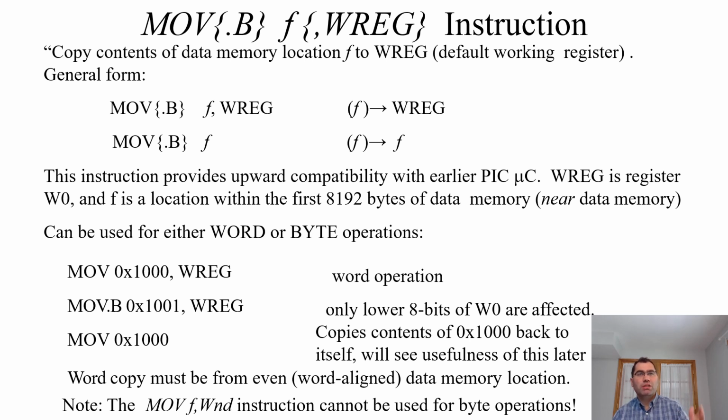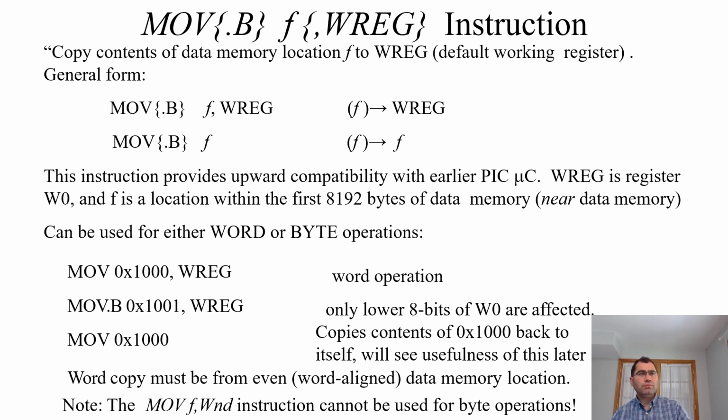Again, this instruction provides upward compatibility with earlier PIC microcontrollers, because it can do byte operations. WREG again means W0, and F is a location within the first 8192 bytes of data memory. Again, the near data memory we talked about before. It can be used for either word and byte operation. Again, where do we get this information from? Instruction from the programmer's reference manual. And if you go there and find the instruction, you can get all this information.